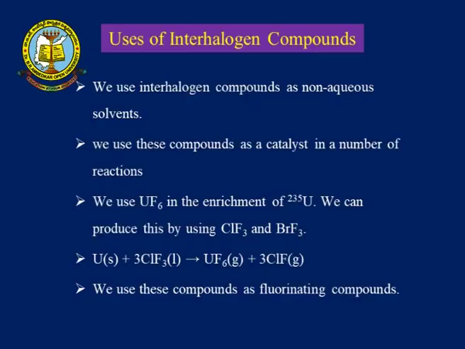And now the uses of interhalogen compounds, right. We use interhalogen compounds as non-aqueous solvents. This is the first use. And second, we use these compounds as catalysts in a number of reactions. So in chemical reactions, interhalogens are also used as catalysts, right. And we use these compounds as fluorinating agents. So when we want more fluorines to be provided, we use these compounds. So, okay, these are all the uses of interhalogens. Then we go to the next one.